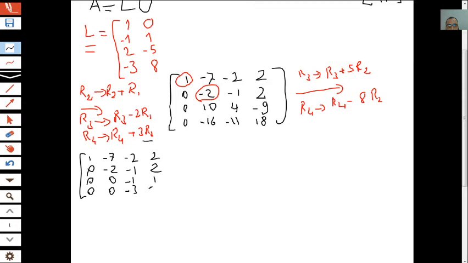-16 plus 18 becomes 2. Okay. Before the row operation, again we are finding the third pivot position. This is the first pivot, second pivot, and this is the third one.